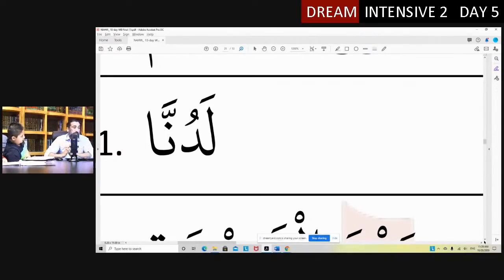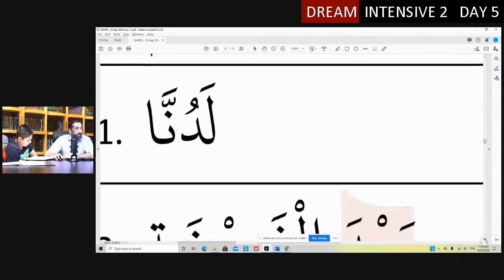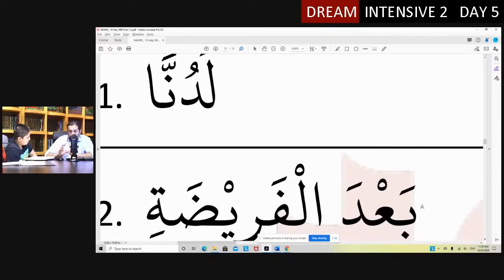It's a loaded term. Ladunna, la would be the mudaf and dunna would be... No, ladun itself is the mudaf, and then na is the mudaf ilayh. Ladun is one word, on page 22, first column, bottom word.